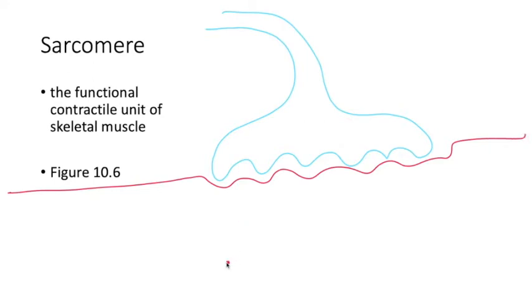Okay, so this area down here is our muscle fiber. And remember, it is a long, skinny cell. So I've only shown a portion of it. It would go off the screen in both directions a ways. And it is fairly thick in diameter. So this is just a small portion of that muscle fiber.